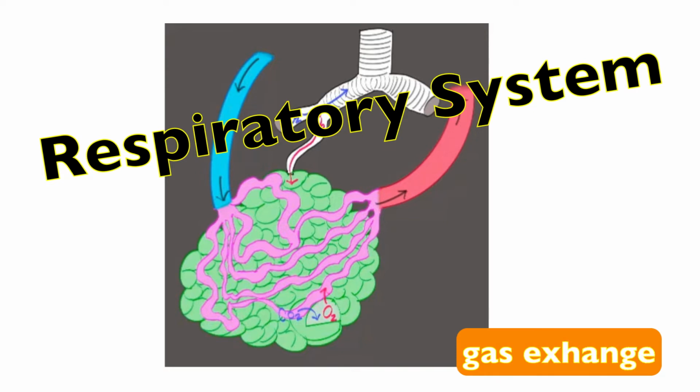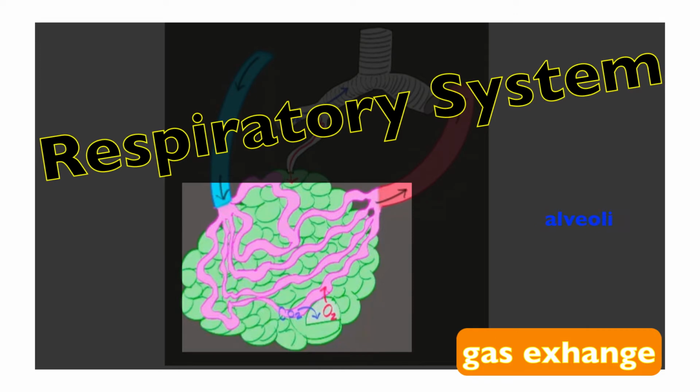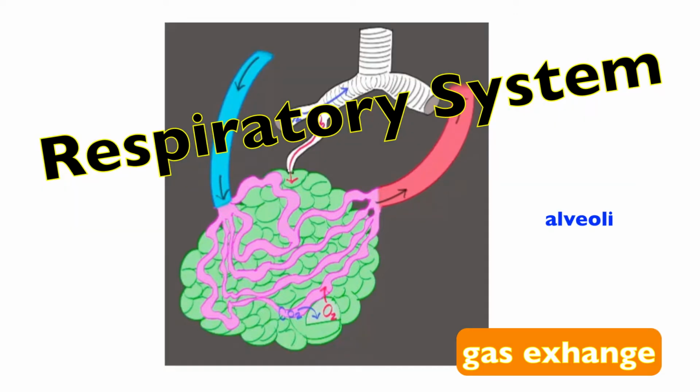Let's talk about the respiratory system, specifically about gas exchange within the alveoli of the lungs. What you see in this image right here, this green bunch of grape-looking structures, are the alveoli, and these are the air sacs of the lungs. This is the final destination of oxygen when it comes in through our respiratory tract. There's an upper respiratory tract and a lower respiratory tract that we'll detail in another video. But ultimately, this is the business end of the respiratory system.